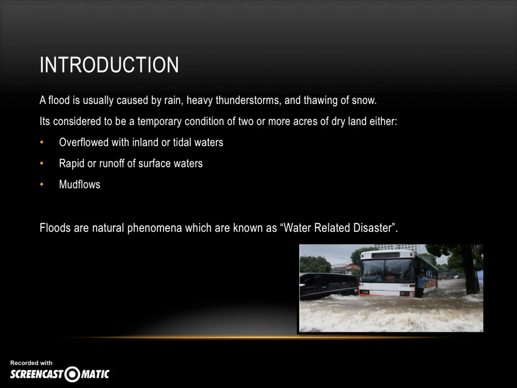As an introduction, a flood is usually caused by rain, heavy thunderstorms, and thawing of snow. It is considered to be a temporary condition of 2 or more acres of dry land either overflowed with inland or tidal waters, rapid runoff of surface waters, and even mud flows. Floods are natural phenomena which are known as water-related disasters. As we know, floods are also one of the natural hazards that most countries are facing right now.